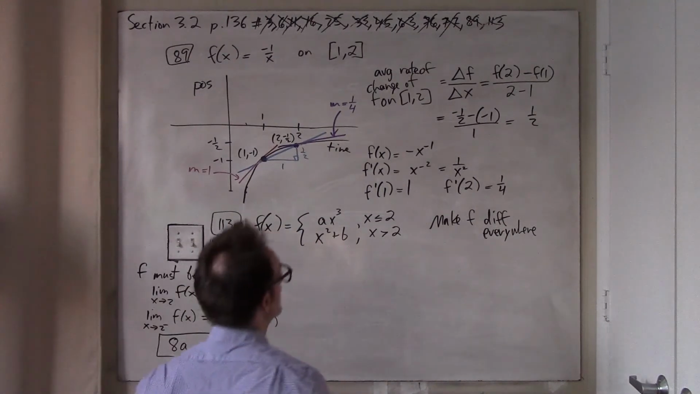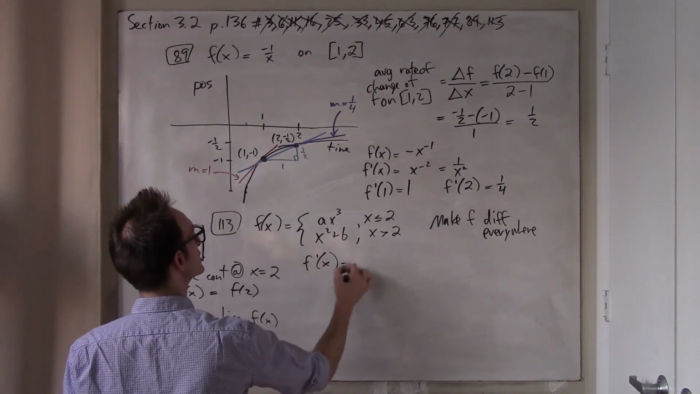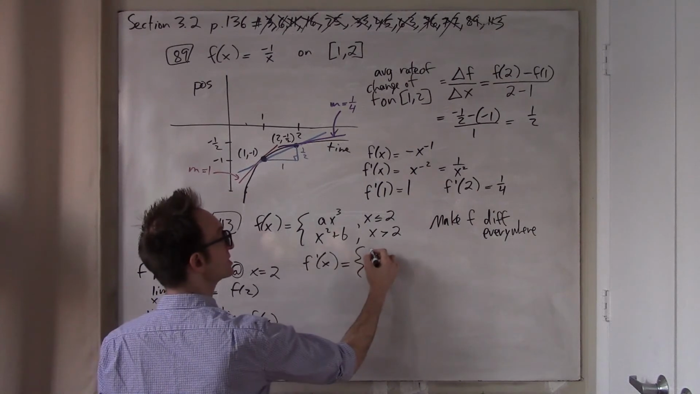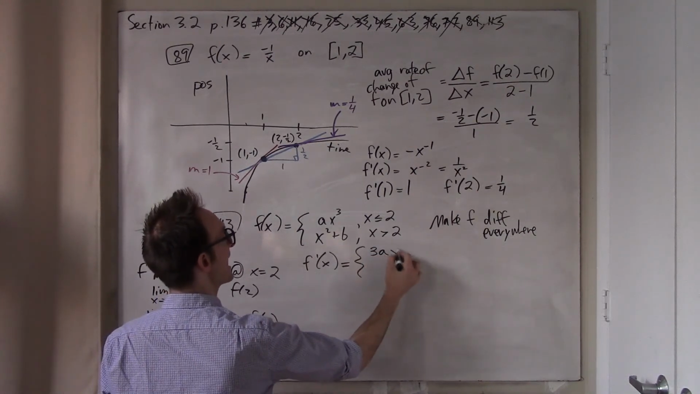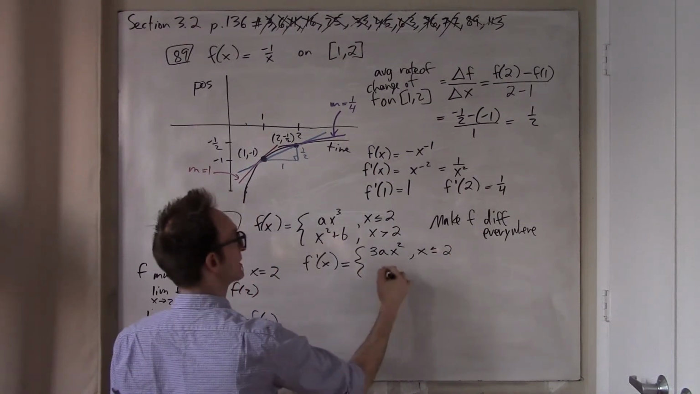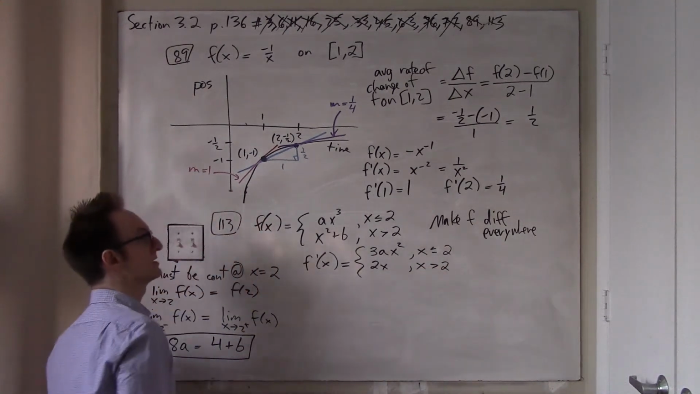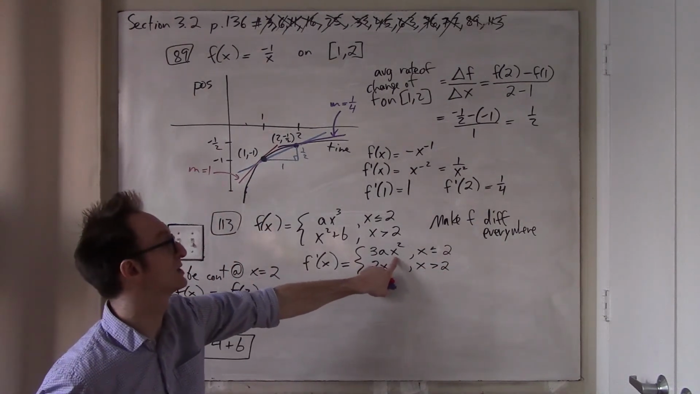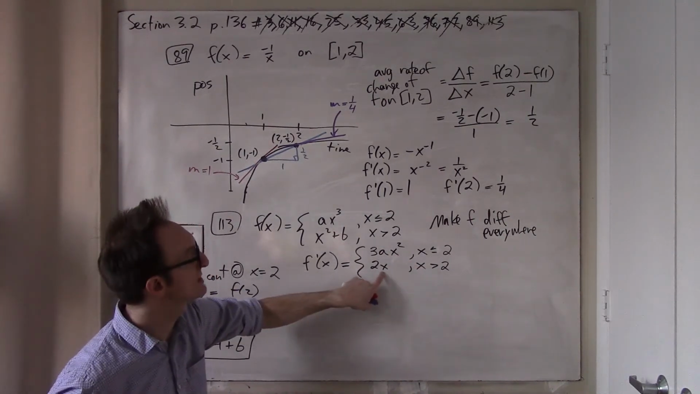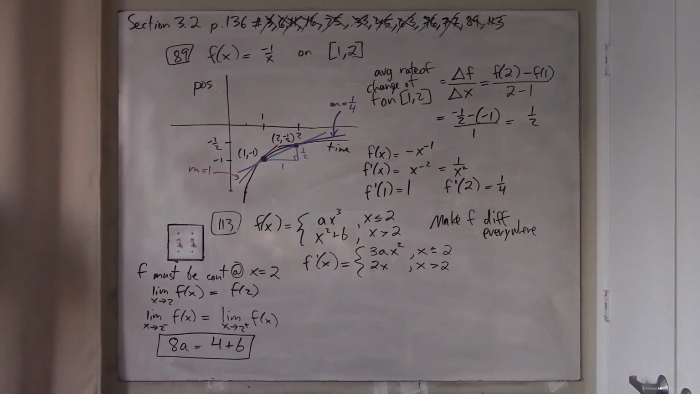And then also, the function must be differentiable. So what is the derivative of this function? Well, doing it the short way and just differentiating the pieces one at a time, we get that the derivative of this function is 3ax squared when x is less than or equal to 2, and the derivative of this function is 2x when x is greater than 2. And this function tells you the slope of the tangent line all the way up until 2, and this one tells you the slope of the tangent line afterwards. So I need these two to be the same, right?